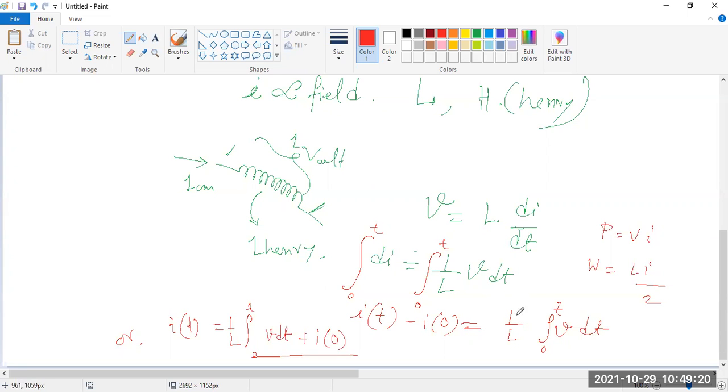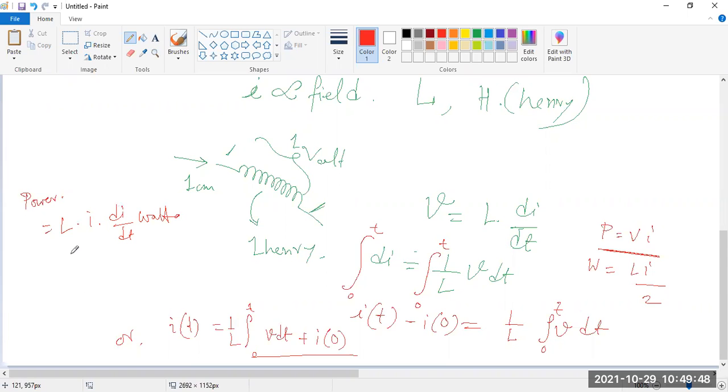So what will be the power? We know power equal to V into I. So here I get I(t) equal to this form. Okay, so power p equals L i di/dt. That is what we have: L i di/dt. This is di/dt.